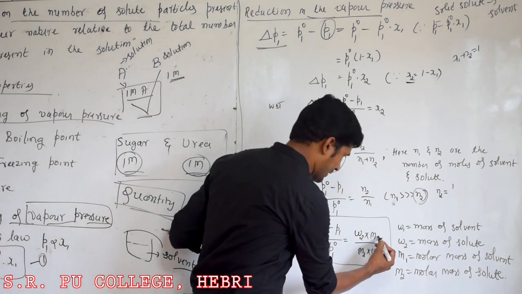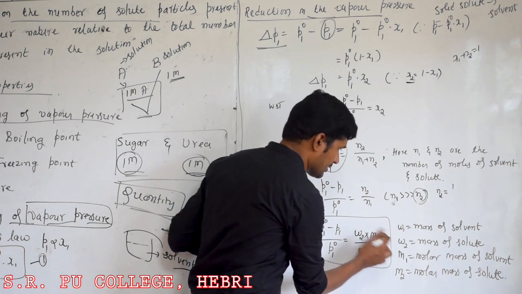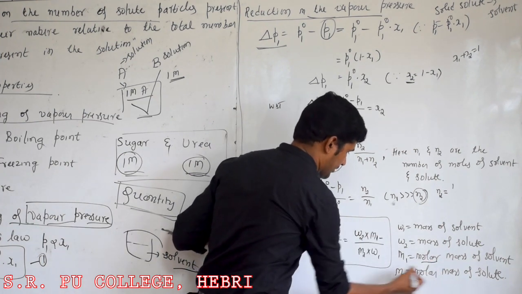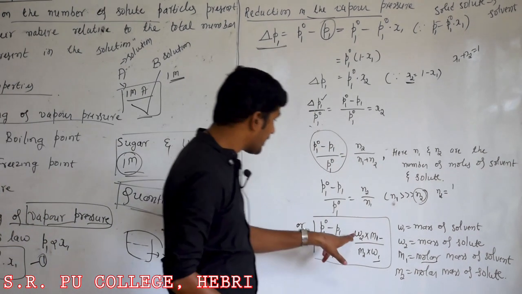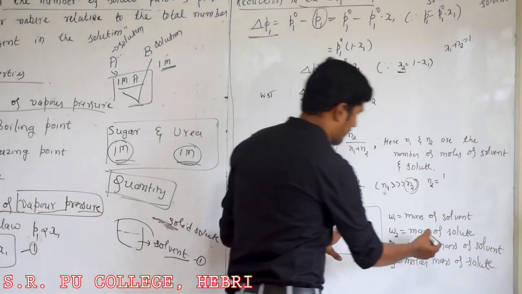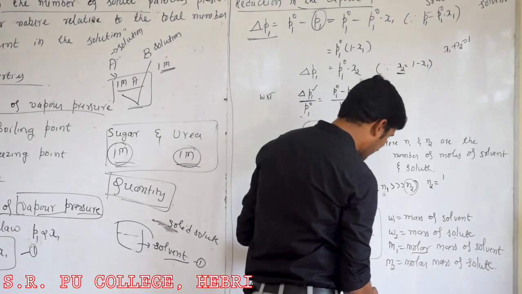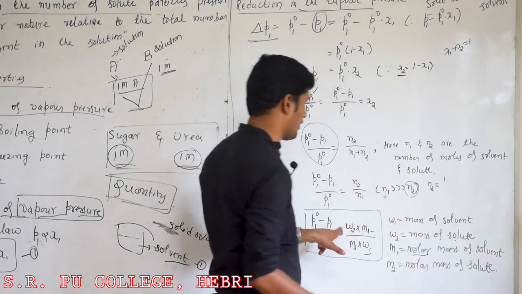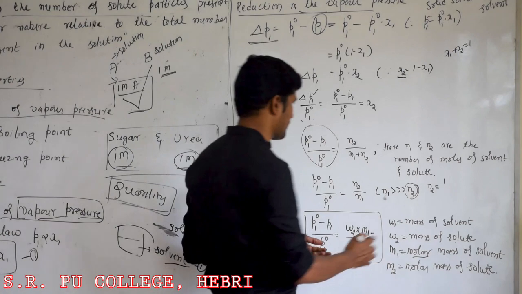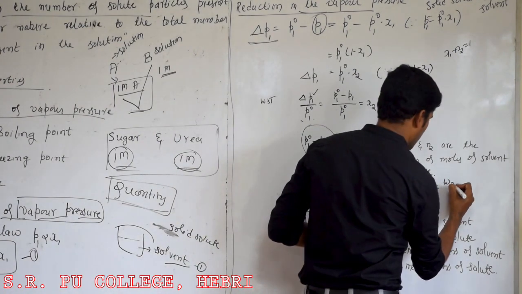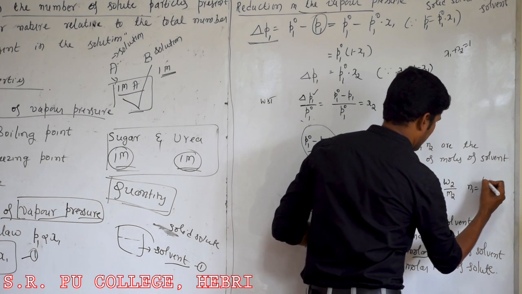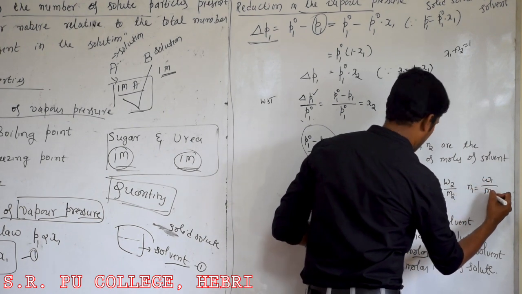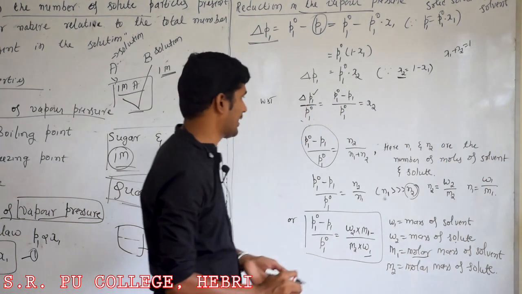I already told you, component 1 means solvent, component 2 means solute. So M1 means molar mass of solvent, W1 mass of solvent, M2 molar mass of solute, W2 mass of solute. How do you calculate the number of moles of solute? So W2 divided by M2. Similarly, N1 is W1 divided by M1. Like this you can calculate.